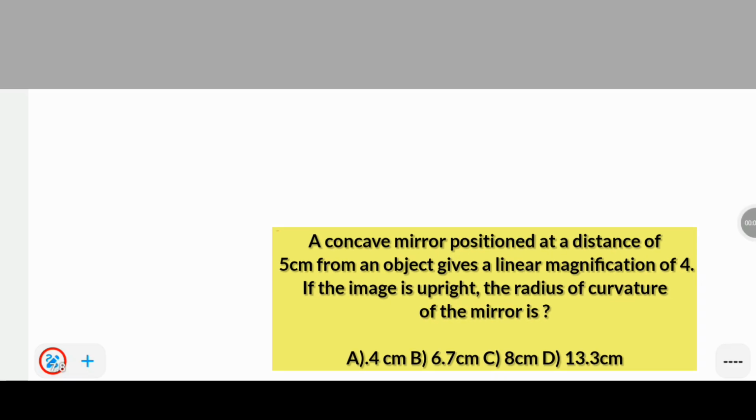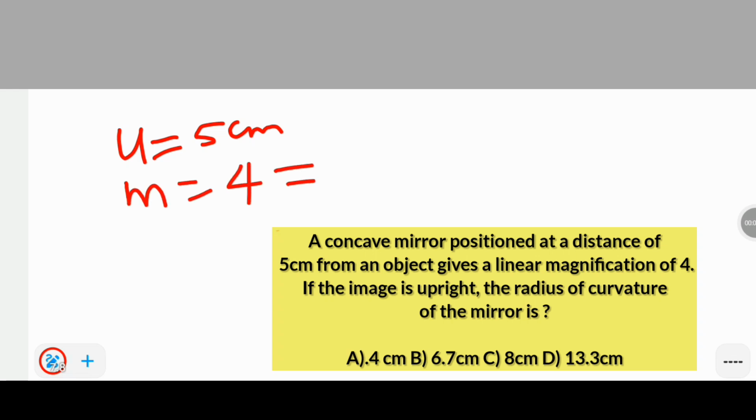Pick out the parameters from the question. So you can see that the object distance is 5. So U is equal to 5 centimeter. Then the magnification is 4. M is equal to 4. And the same formula for M is V over U. So M is equal to V over U.